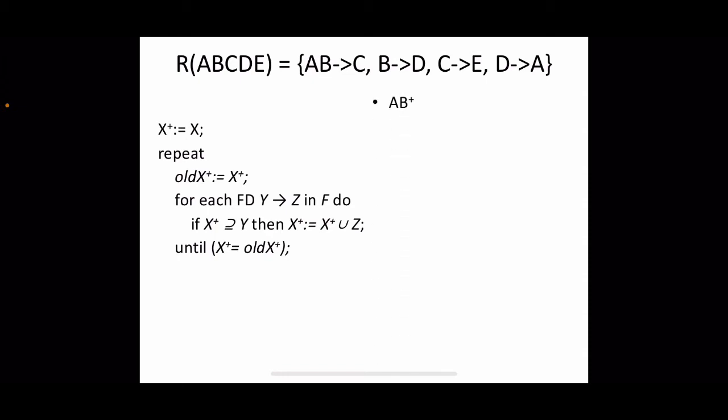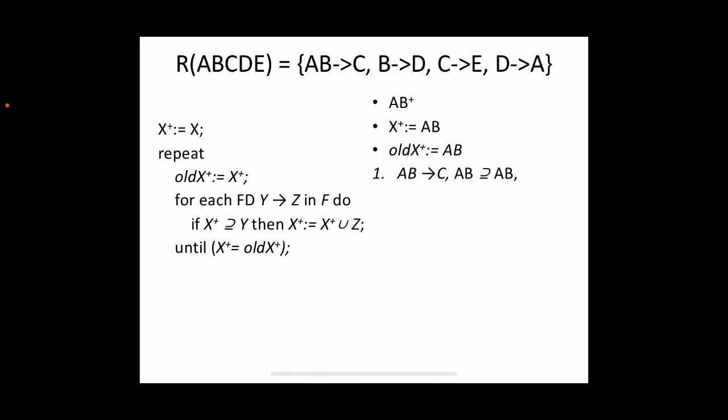Okay, so AB closure. As an initial step, we will assign this AB closure as AB itself, by this IR1. Okay, all the attributes in a set are dependent on itself, that is IR1. Now we have to enter into the loop. As a first step inside the loop, we will assign the old value of this closure as the current value of this closure, that is AB.